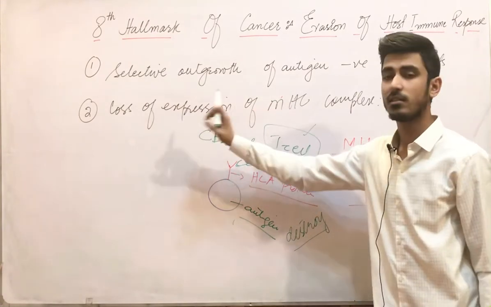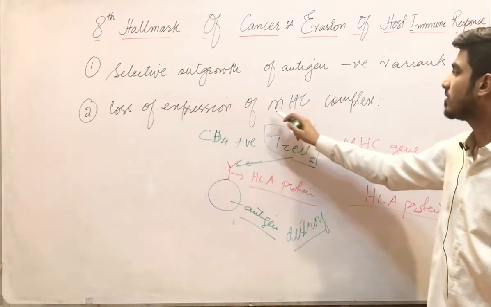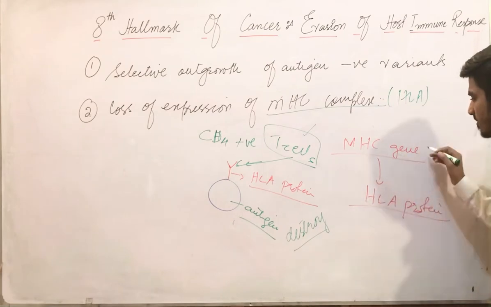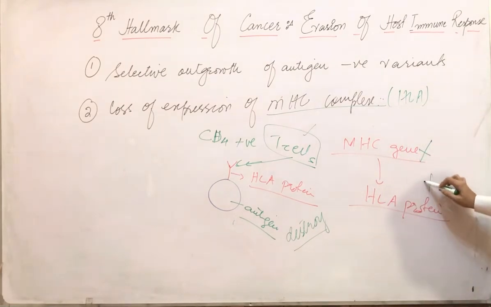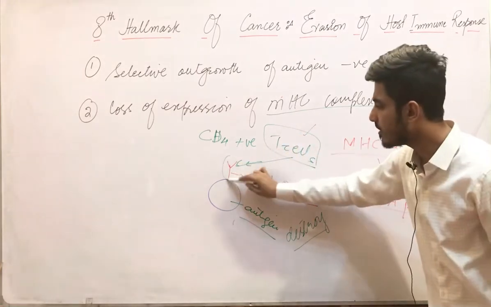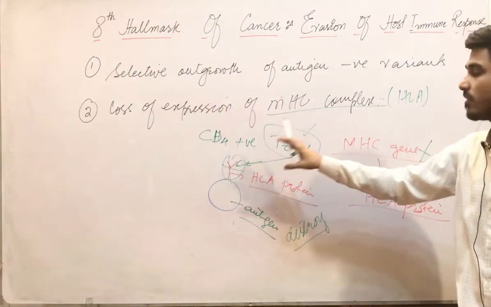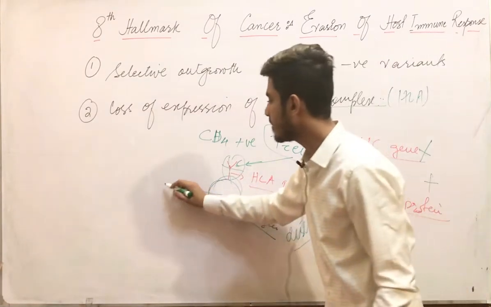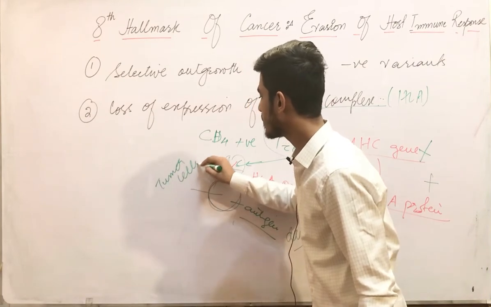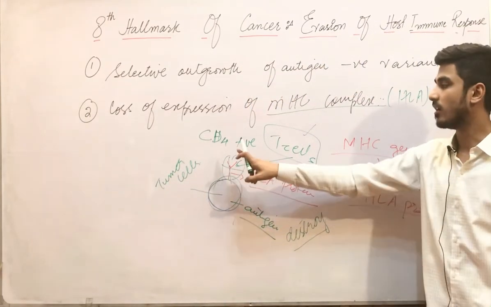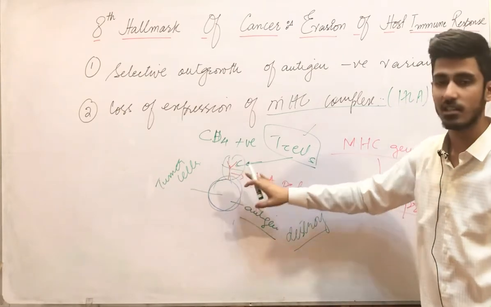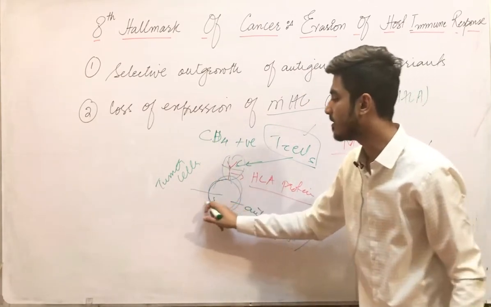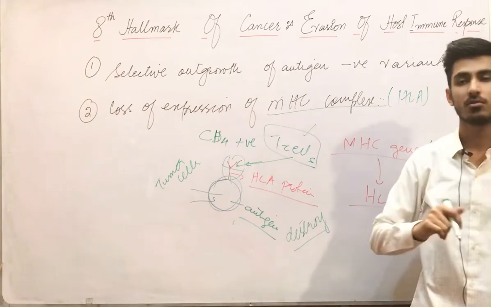Now what the tumor cells do, basically they decrease or lose the expression of the MHC complex, or you can say HLA protein, meaning MHC genes are not expressed, so the HLA proteins will not be expressed. When the HLA proteins are not expressed, the CD4 positive T cells will not recognize or act upon these antigens in these cells. And what are these cells? These are basically the tumor cells that do not express the HLA proteins. So when they are not expressed, they are not destroyed by the CD4 positive T cells. In this way the tumor cells escape the immune response of our body.